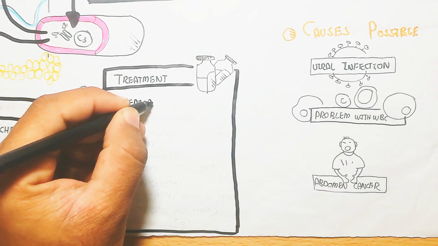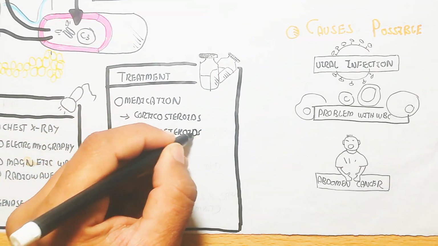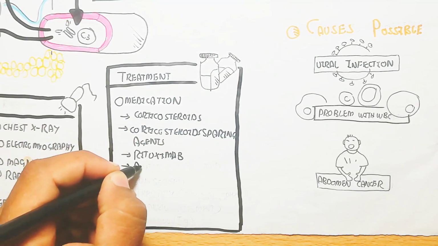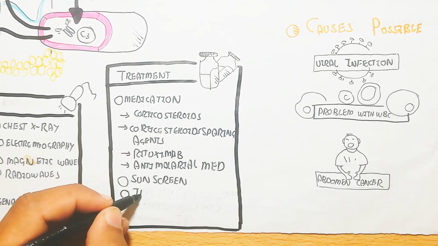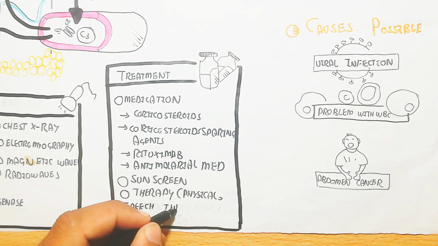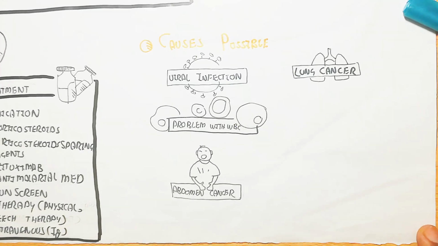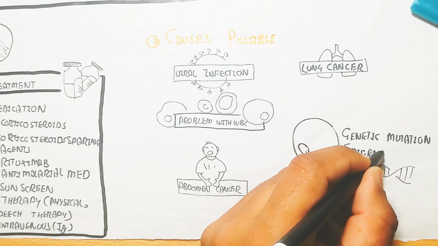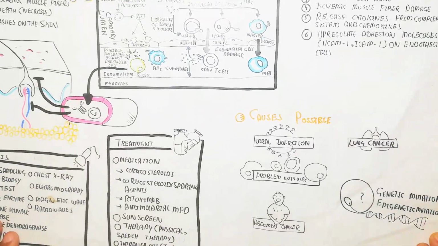But the treatment is medication, corticosteroids, the steroids, and corticosteroid-sparing agents, and rituximab, anti-malarial medicine, sunscreen and therapy, physical and speech therapy, and intravenous immunoglobulin. Also epigenetic and genetic factors like genetic mutation and epigenetic mutation are possible risk factors for causing dermatomyositis.